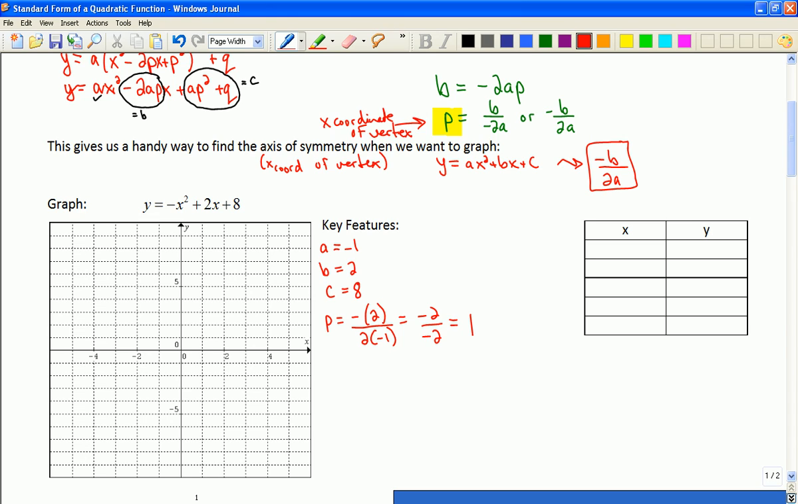Now, how do I go about then finding the vertex? Well, once I know that at x equals 1, I'm on the vertex, I can just use the equation since y is equal to this. So y will be equal to negative 1 squared plus 2 times 1 plus 8. So that's negative 1 plus 2 plus 8, so that'll be 9.